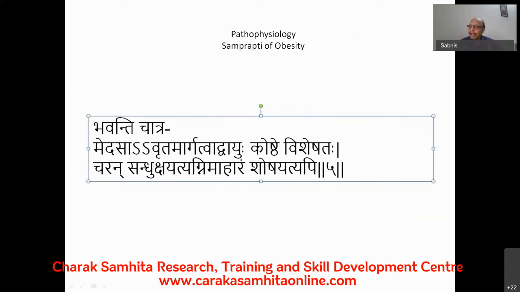But what I feel and what I've seen in the patients is a strong insulin resistance at the hepatocyte level, at the pancreatic level, and leptin resistance and insulin resistance at the hypothalamic level. This is the samprapti and pathophysiology of obesity, which has been explained, and this samprapti is to be targeted. We have to target insulin resistance.